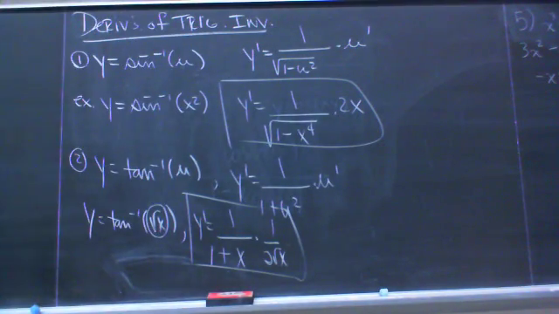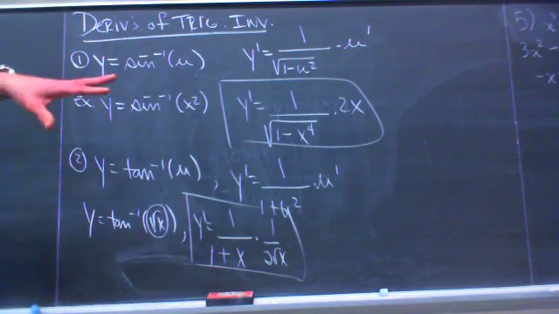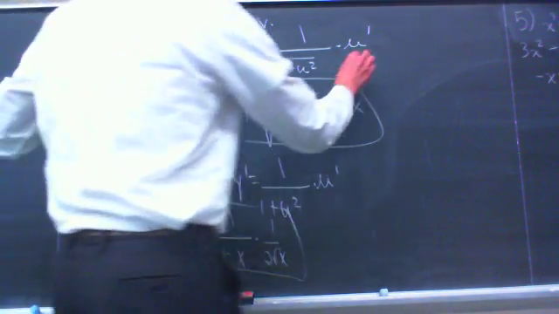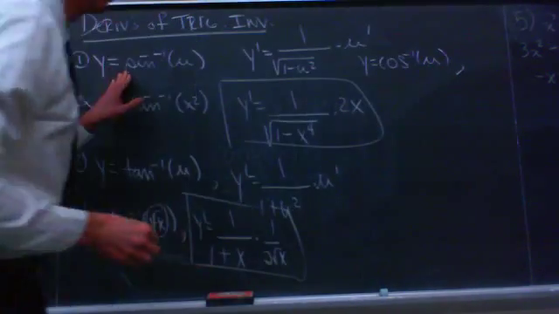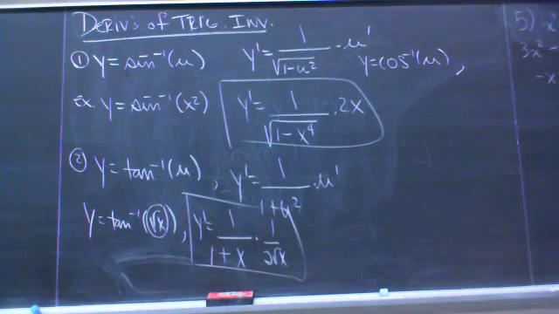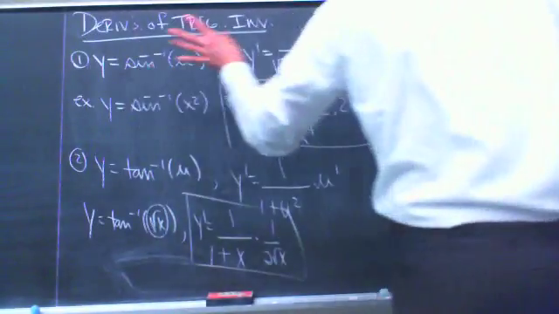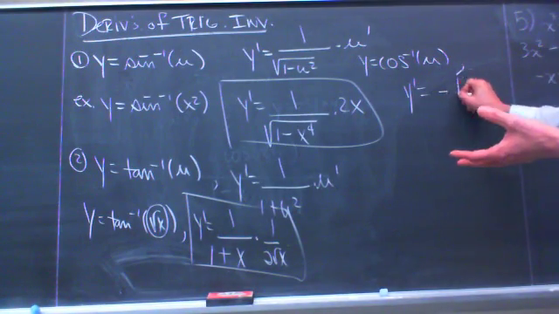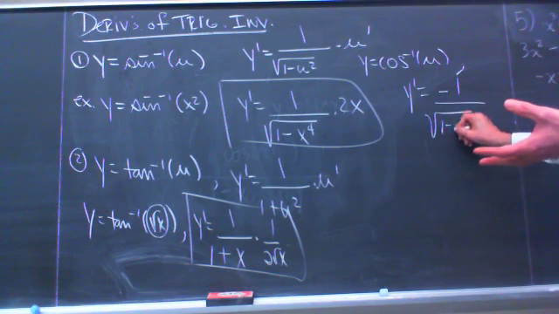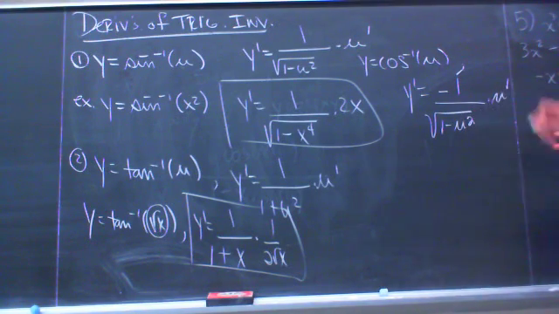Okay? Now, the derivative, because it's hard to fit on this board, but the derivative of cosine inverse, if y equals cosine inverse of u, the derivative is the same thing as sine, except for the negative. So then if you know sine inverse, cosine inverse is the same thing, except it's a negative 1 over the square root of 1 minus u squared times u prime.